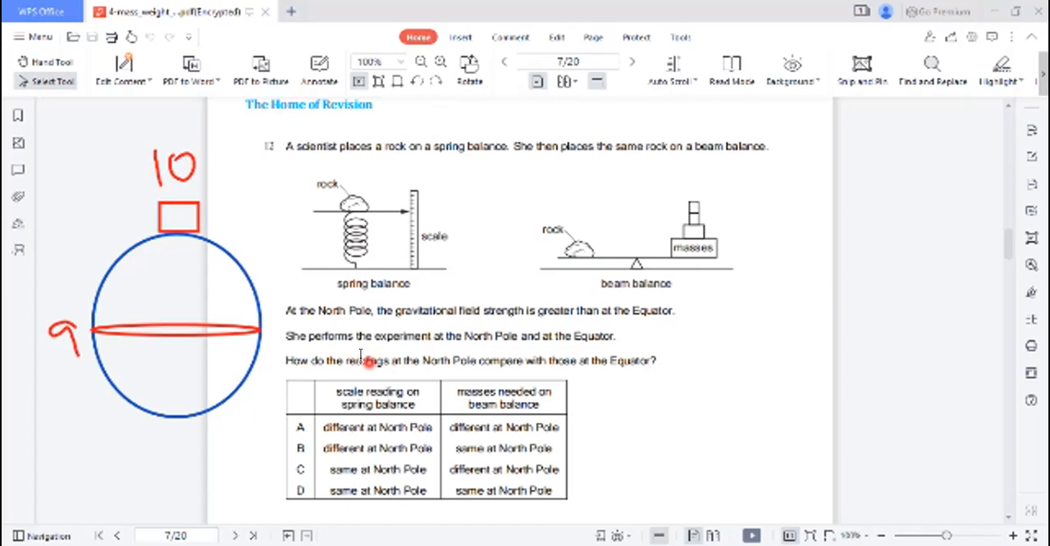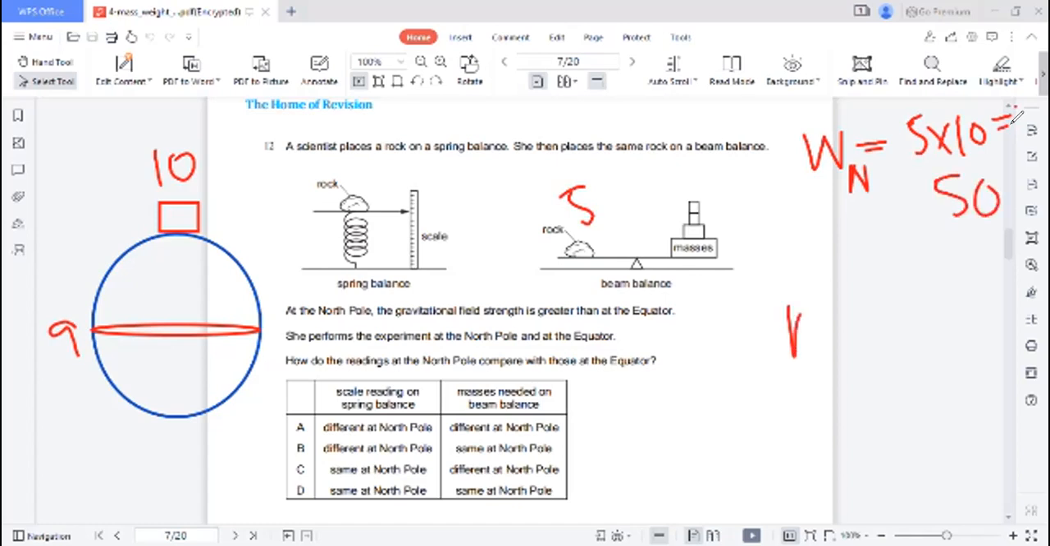What's next? She performs the experiment at the North Pole and at the equator. How do the readings at the North Pole compare with those at the equator? We know that the gravitational field strength is going to vary, not the mass. So suppose the mass is 5 kg. Its weight at the North Pole would be 5 times 10, which is 50.